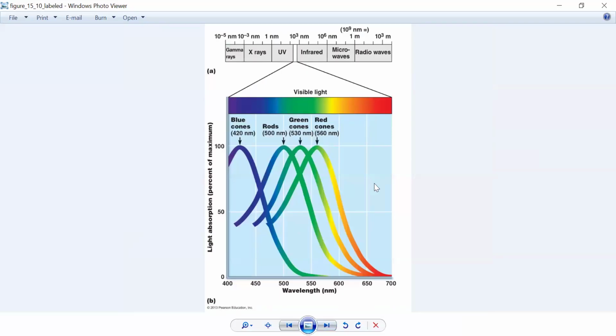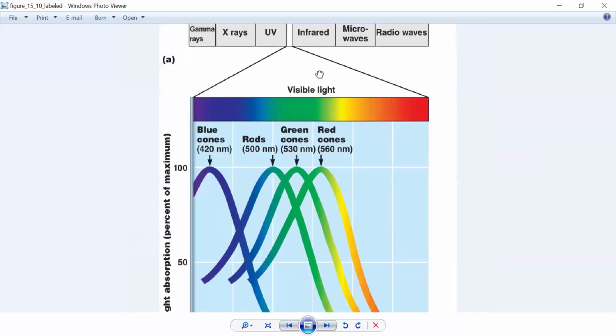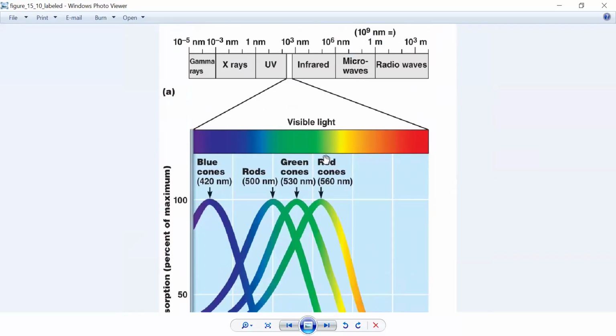Now, this is showing how we interpret color. Well, some forms of energy, or a lot of forms of energy, travel in waves, okay? So you're going to see here in this picture that certain types of energy can travel in waves. You've heard of X-rays, right? UV rays, gamma rays, right?